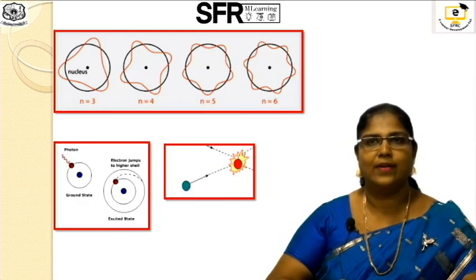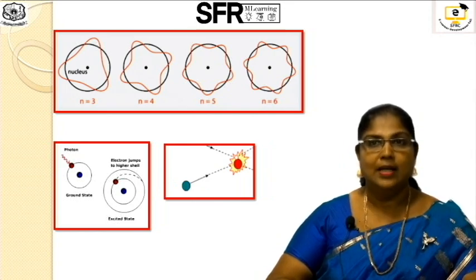So, you can see the figure which I have given above, that when n equals 3 we have 3 wavelengths, when n is equal to 4 we have 4 wavelengths, n is equal to 5 we have 5, and n is equal to 6. So, actually what happens is the electron will absorb this energy and increase the number of wavelengths around it. That is the excited state of the electron.